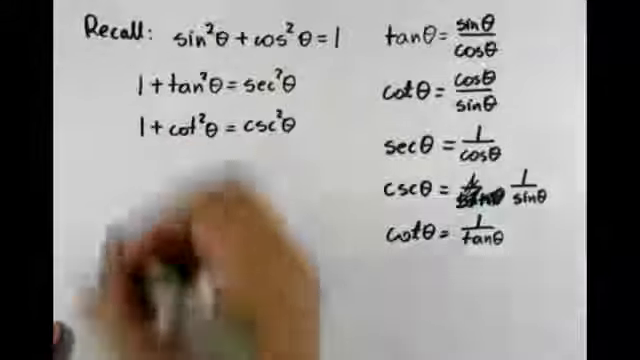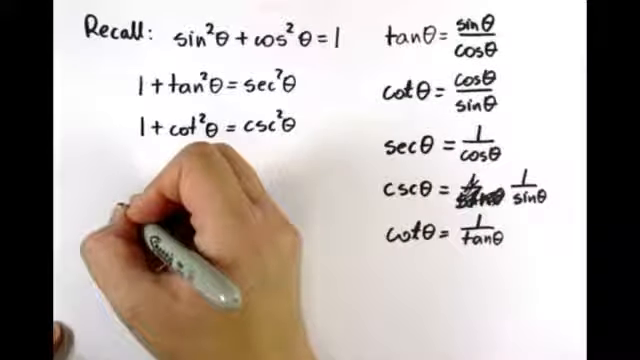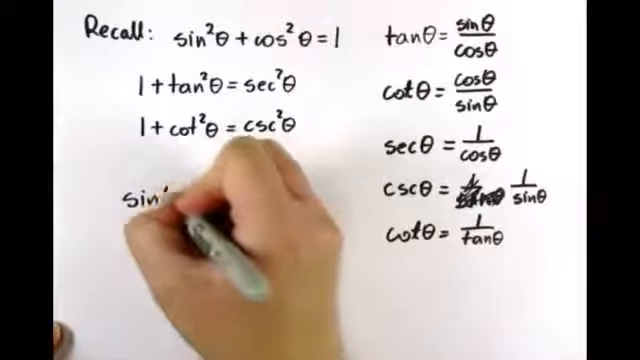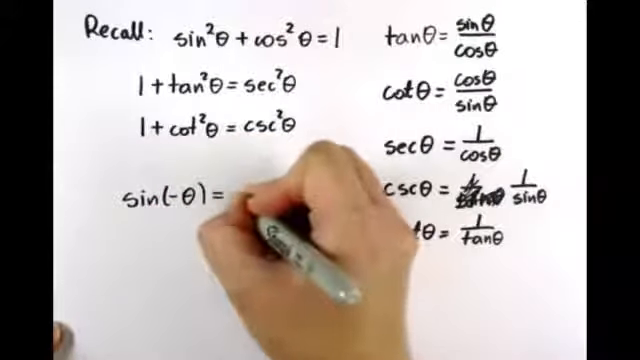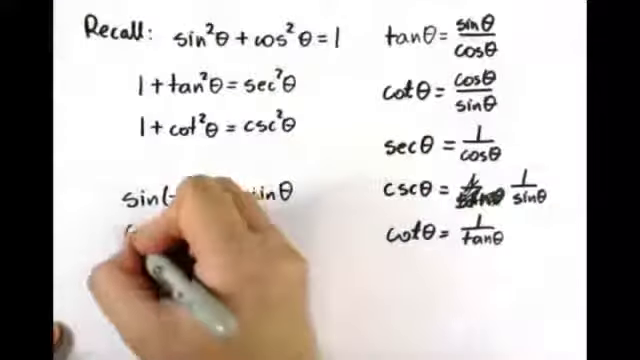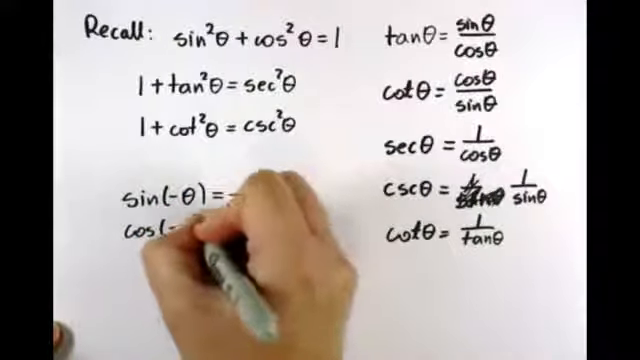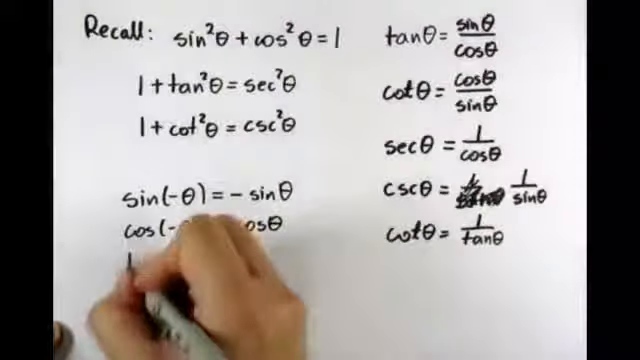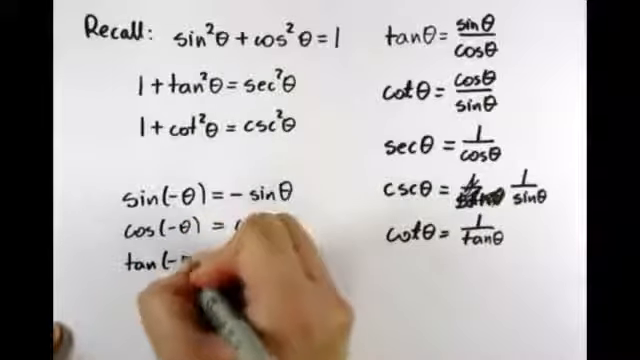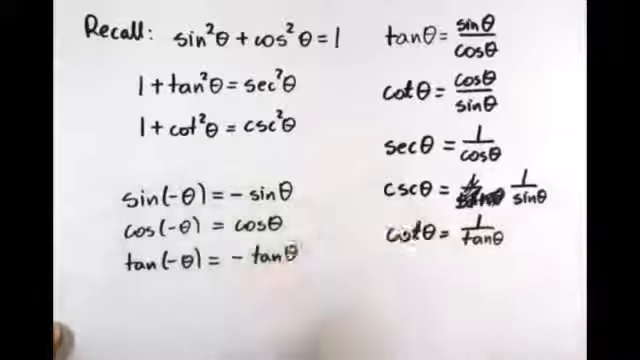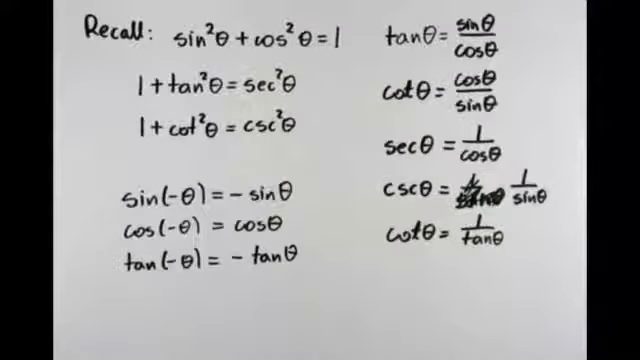And then we will be using a couple more that we know from whether the function is even or odd. So we have that sine minus theta is minus sine theta because the function is odd. Cos minus theta is plus cos theta, and tangent minus theta is minus tangent theta. Those are the trig identities we will keep using.